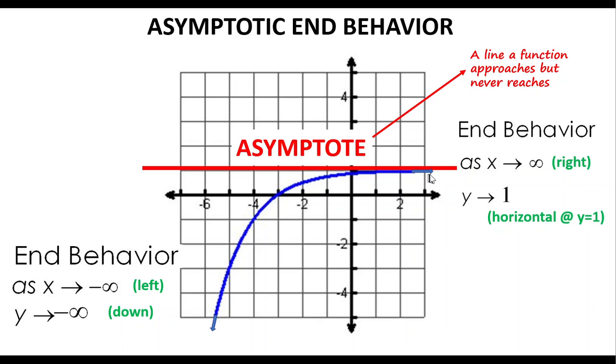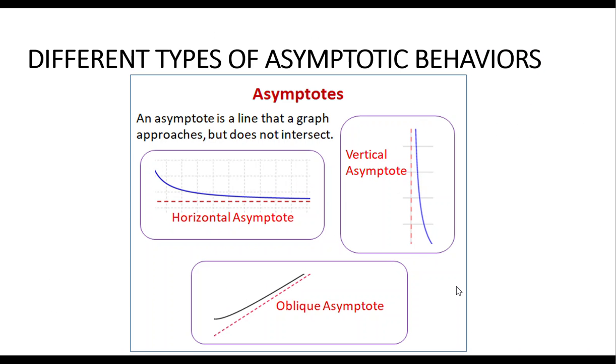So how do we describe this behavior? We say as x is approaching positive infinity, so as x gets more positive, the y values of the function become closer and closer to 1. So the function approaches 1. And of course, we have different types of asymptotic behaviors. Once again, it's a line that a graph approaches but does not intersect. So we can have horizontal asymptotes, vertical asymptotes, or even oblique or slanted asymptotes.